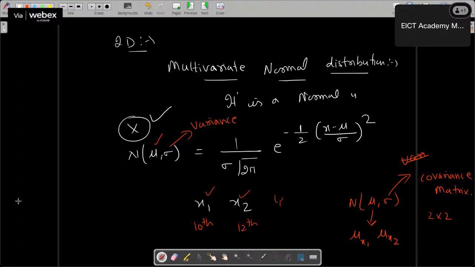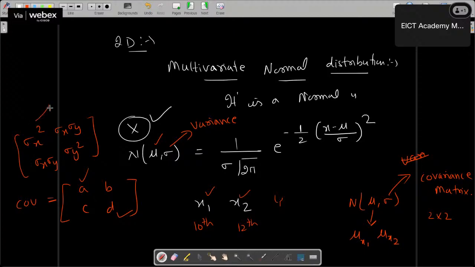Okay, now the covariance matrix. Now you tell me: this A, B, C, D. This A will be the variance of X. You can write sigma X square, sigma Y square, and sigma X sigma Y on the off-diagonals. This will be my covariance matrix. So one entry is the variance of X, the off-diagonal is the covariance of XY, and the last is the variance of Y.